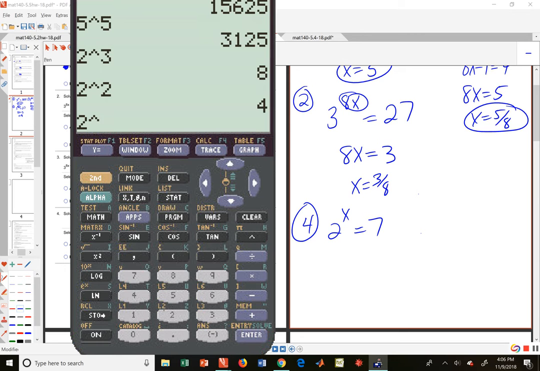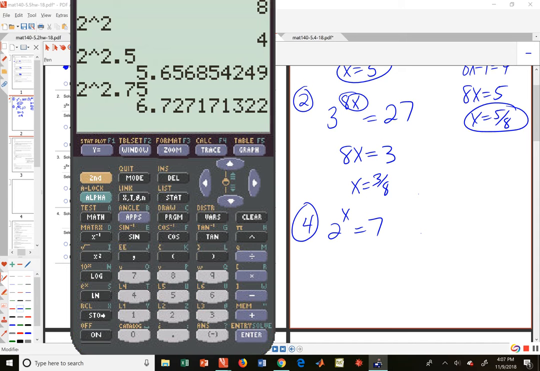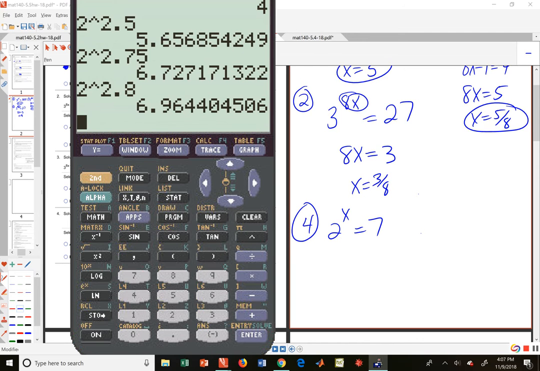It's probably closer to 3, so maybe 2.5? No, that's not it. How about 2 to the 2.75? We're getting a lot closer. 2 to the 2.8? This is not the way to solve this problem, but we're getting closer. That's pretty close to 7. So how do we solve it when it's not clear or obvious?